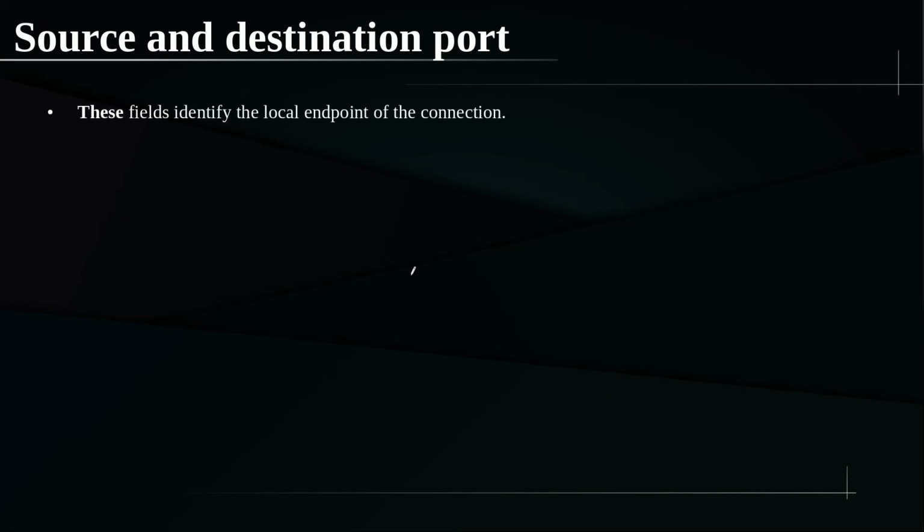Regarding the port number, these fields identify the local endpoints of the connection, something we already saw. A connection will be identified by a socket at the endpoint of the connection, and a socket is further identified by the port number along with the IP address. So the source and destination sockets, that is the combination of the port number and the IP address, together identify the typical connection in TCP.